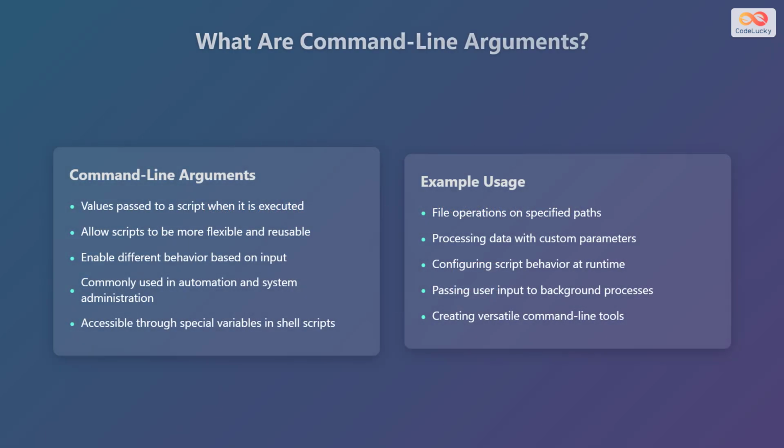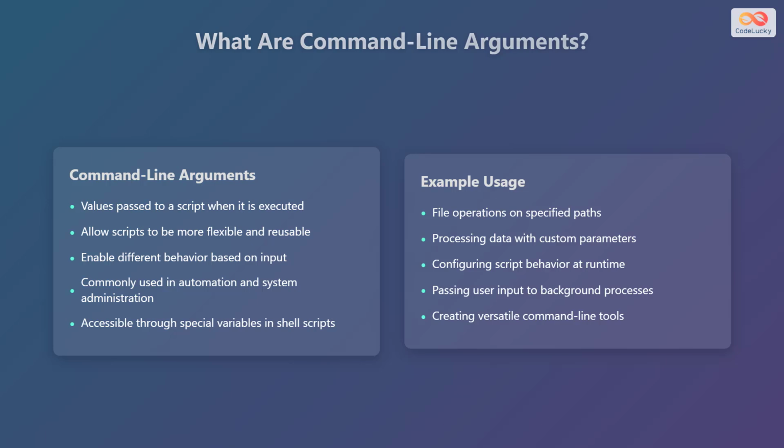Command line arguments are values that are passed to a script when it is executed. They allow scripts to be more flexible and reusable, enabling different behaviors based on the input provided. These arguments are commonly used in automation tasks and system administration, making scripts more versatile. You can access these arguments through special variables within shell scripts.